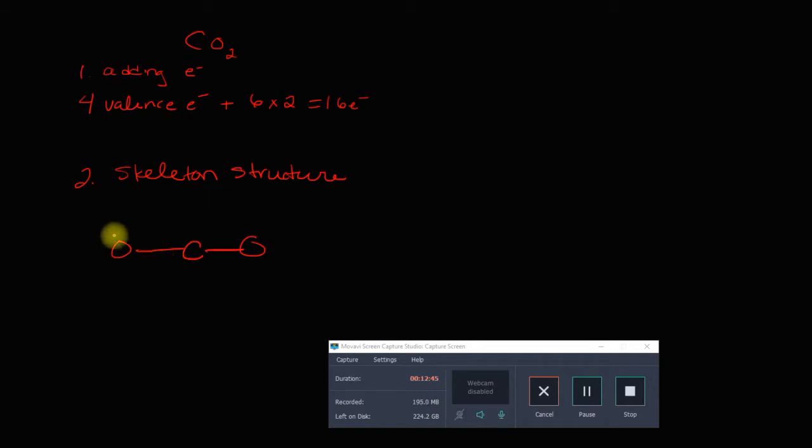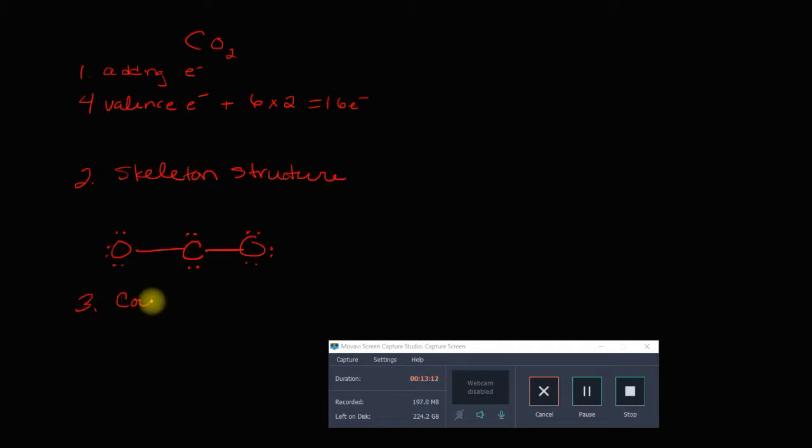Then I'm going to fill in my octet. So the line means 2 electrons. So the oxygen currently has 2 electrons, and I just drew another. So that's 3, 4, 5, 6, 7, 8. So we do the same thing to all the atoms. We fill them all in. Right now, carbon has 2 in this bond and 2 in this bond. So I'm going to have to put 4 more.